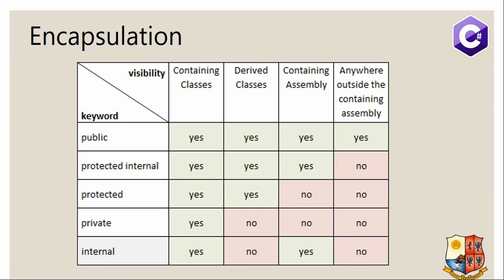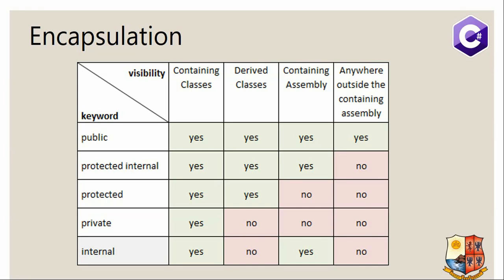There are keywords on this side, and on the other side, visibility: containing classes, derived classes, containing assembly, anywhere outside the containing assembly. Please note what these four things mean. Understand what those four mean, then it will be much clearer. Containing classes: imagine you create a variable inside a particular class. That variable is available inside that class. Next, derived is if this class has been inherited from another class, and the child and the parent class can share some data: derived classes.